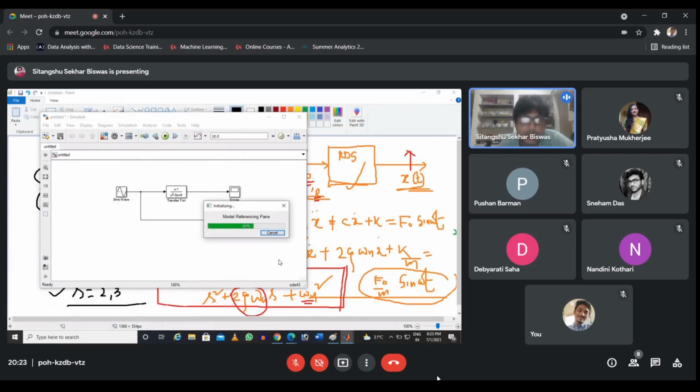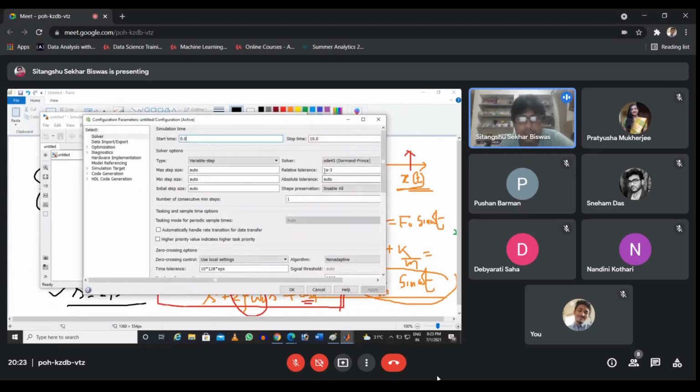Actually, these are the techniques you should be very thorough with when you are in industry. So you should know this. That's why I am trying to give this flavor to you all, so that when you are in industry, you can do it in a better way.